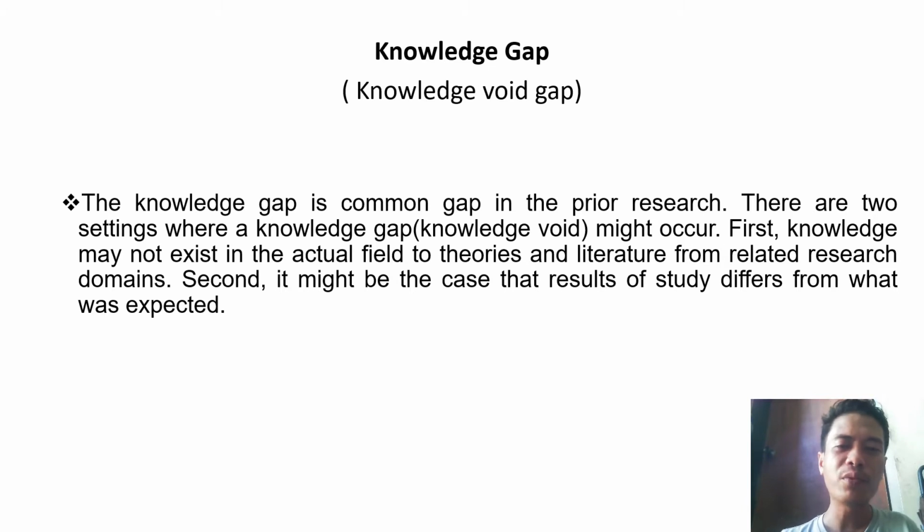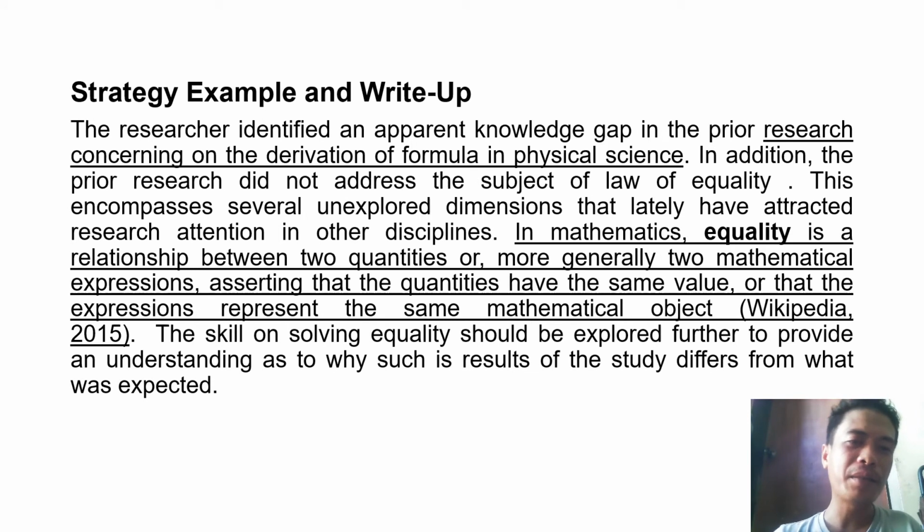The knowledge gap is a common gap in the prior research. There are two settings where a knowledge void might occur. The first one: knowledge may not exist in the actual field, but in theories and literature from related research domains. Second, it might be the case that the results of a study differ from what was expected. Meaning to say, class, there is an offshoot. Remember the term, offshoot. Okay? This is the strategy example and write-up.